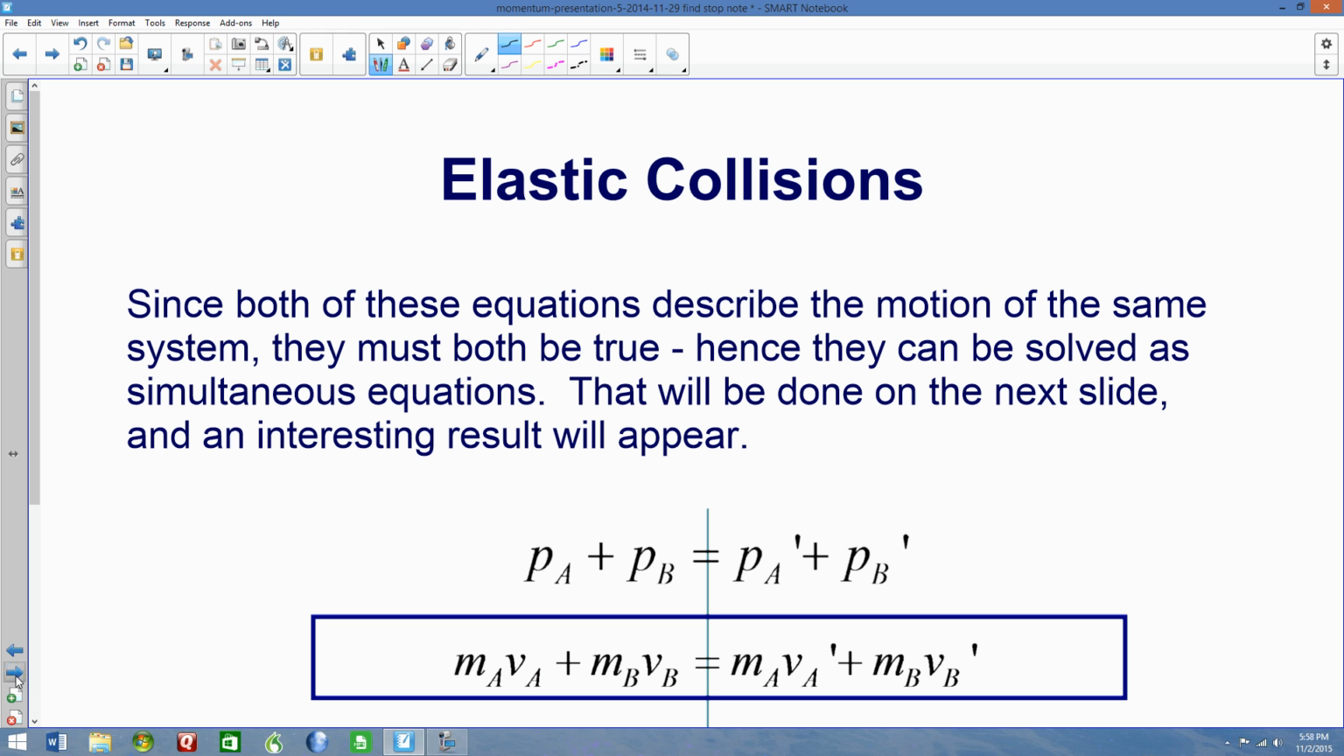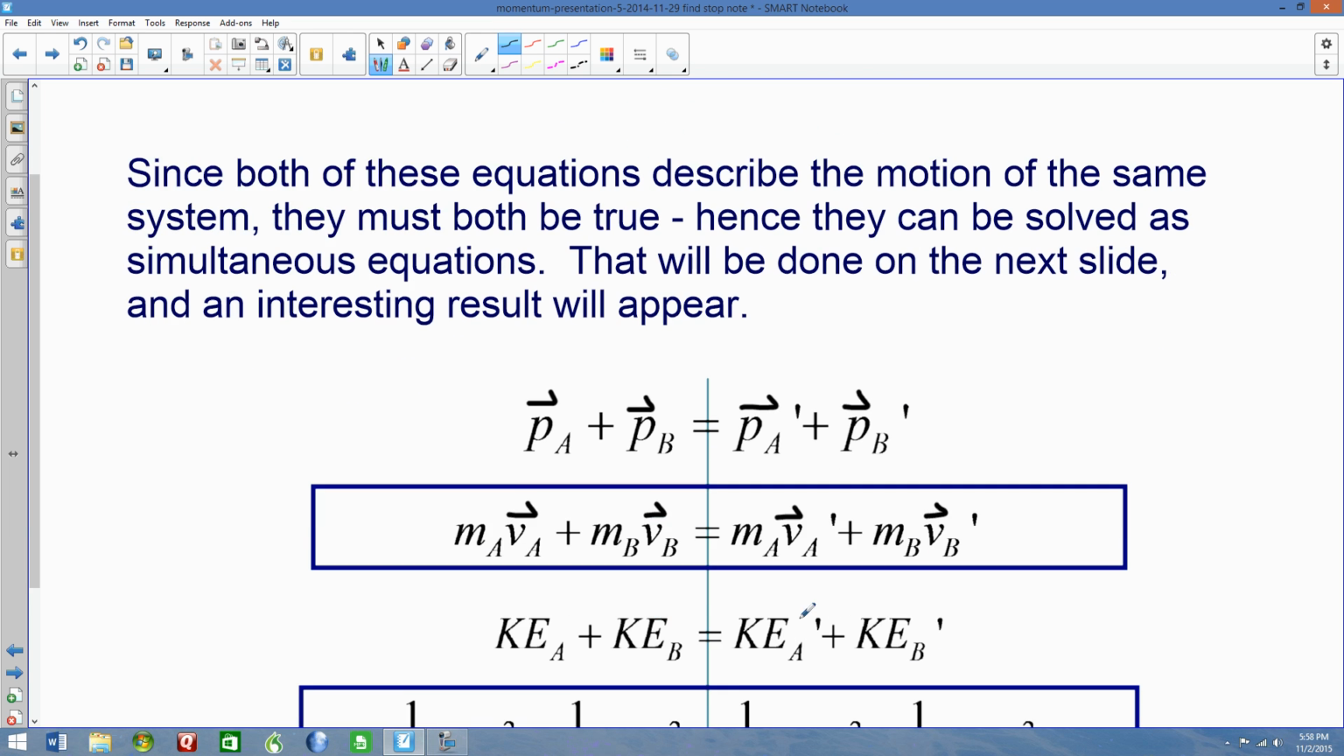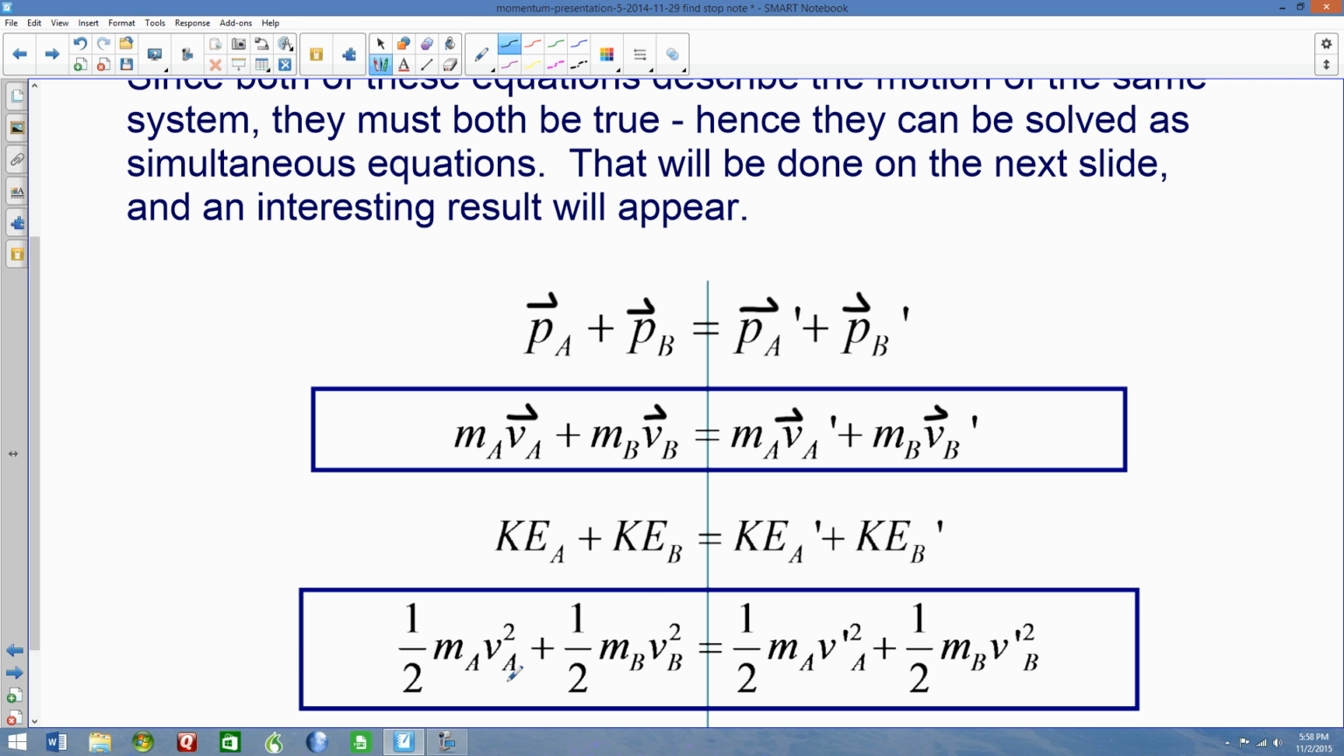Since both of these equations describe the motion of the same system, they must both be true. Hence, they can be solved as simultaneous equations. That will be done on the next slide, and an interesting result will appear. So let's get our vector signs back up. This is one of the things conceptually that you need to remember: for energy, it's not a vector quantity. For momentum, it is. You forget the vector sign, and that's okay when you're solving problems, unless you forget to put the direction into the equation. That's where you can go wrong with these.